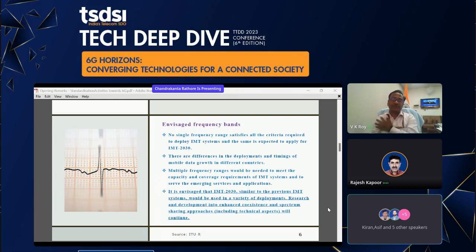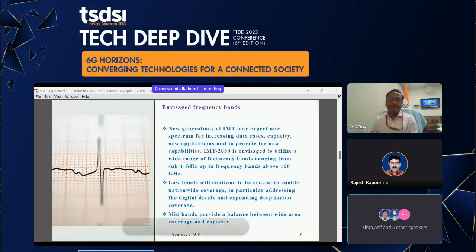These are the envisaged frequency bands. Certainly, it is envisaged that IMT 2030, similar to previous IMT systems, would be used in a variety of deployments. So I think spectrum bands are also very important. In next slide, we'll see. Next slide, please. These are the frequency bands. So to utilize a wide range of frequency bands ranging from sub 1 gigahertz to frequency range above 100 gigahertz, all may be considered for IMT 2030. Certainly low band will continue to be crucial to enable nationwide coverage, but at the same time mid band provides a balance between wide area coverage and capacity, and the high band certainly for the high throughput and coverage. Next slide.